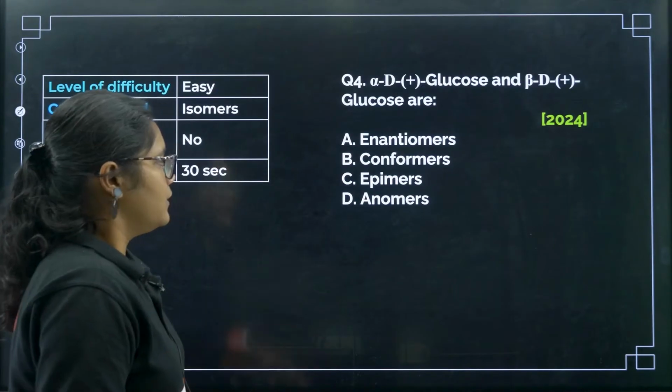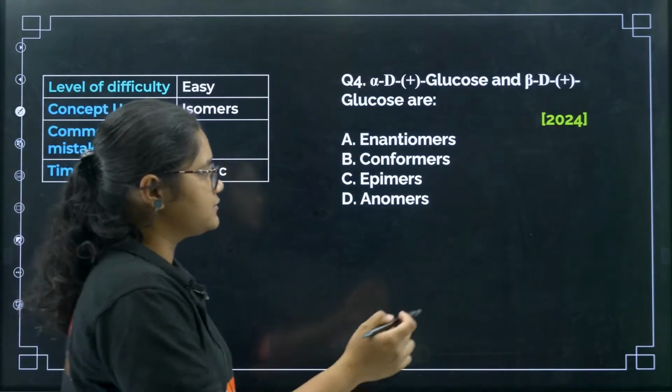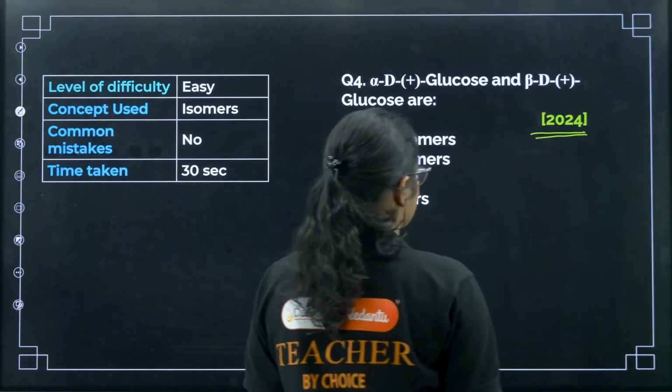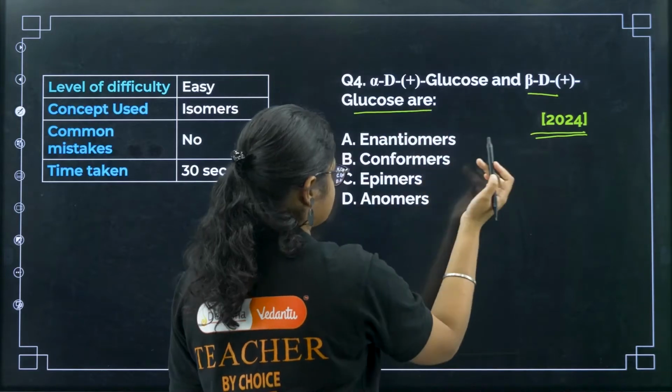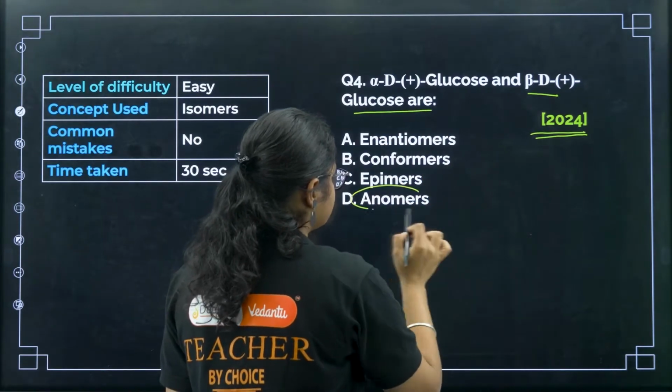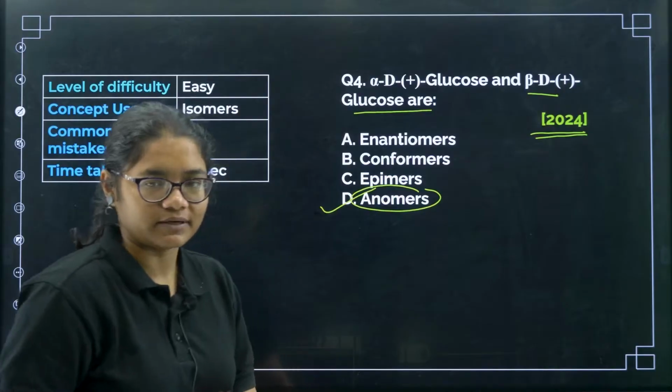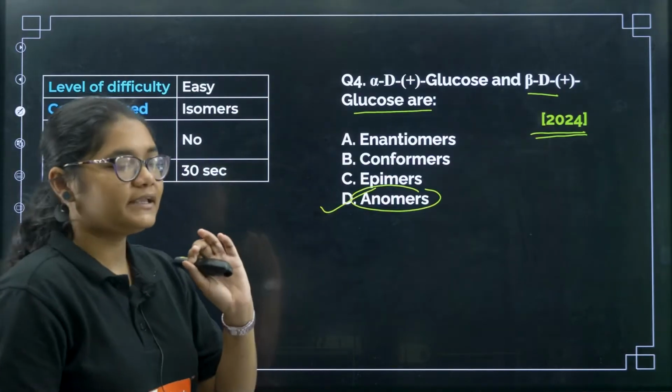Okay, next, you can see a similar question was asked in the current year, that is 2024: alpha-D-glucose and beta-D-glucose are dash. So they are also anomers. So the correct answer here will be option number D. Same level question, very easy question.